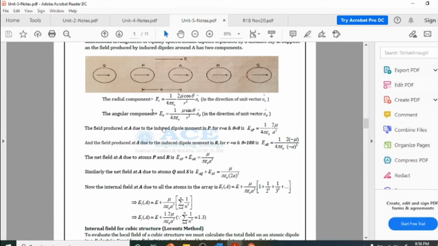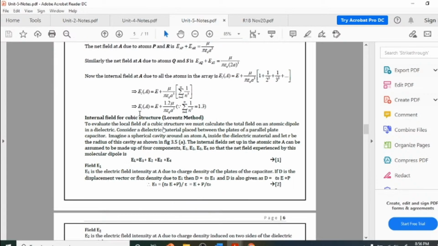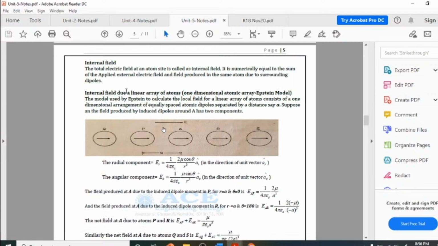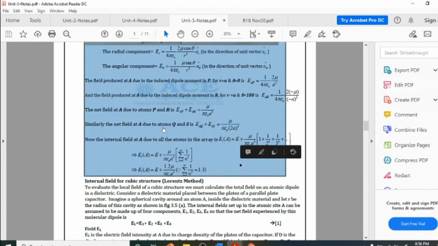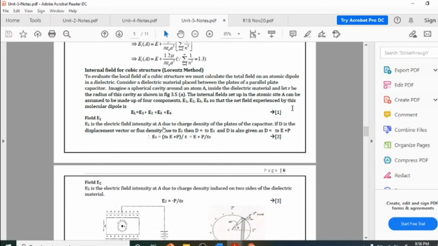So therefore do it. Now coming to internal field, here you have E1, E2, E3 and E4, 4 particular levels. In the Lorentz model, and if you are asked about a one-dimensional array of atoms, which is called the Epstein model, that is this one. So there are 2 derivations. If you prepare for the 5th unit, and in between you find it difficult to get the correct derivation, remember the last 2 or 3 steps. You can skip the intermediate steps and write down those particular equations.